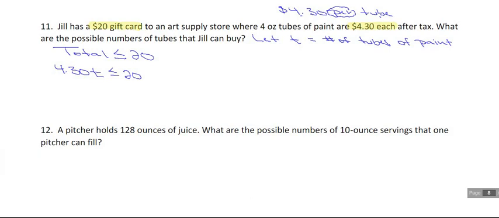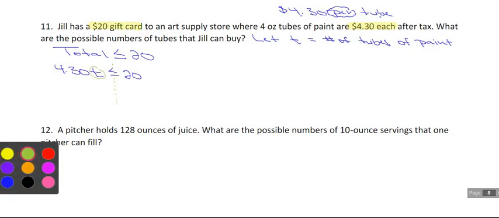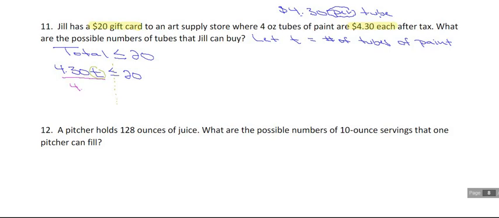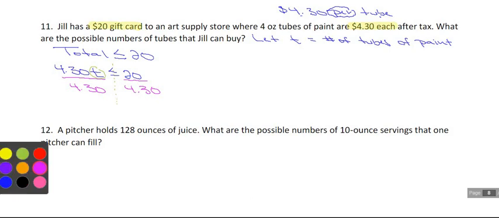So we're going to solve this by putting a dotted line through our inequality, circle our variable, and then we're going to go ahead and divide both sides by $4.30. Now, we don't necessarily have to put 4.30. We could just put 4.3. But a lot of times when we're using money, we like to just write it out in the 2 decimal places. So 20 divided by $4.30 gives us T must be less than or equal to approximately 4.65.